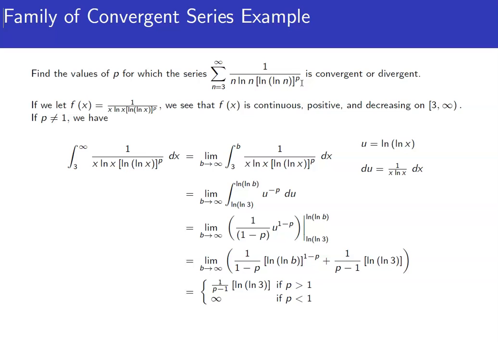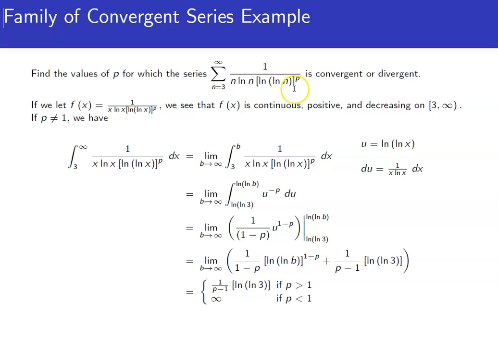Since we're using the integral test here, we'll let our f of x be 1 over x (log x) raised to the p. Notice that the reason this series starts at 3 is for a couple of reasons. Certainly we can't plug in 1 here because we'll get a 0 in the denominator. We also don't want to plug in a 2, because natural log of 2 is less than 1, because natural log of e would be 1.